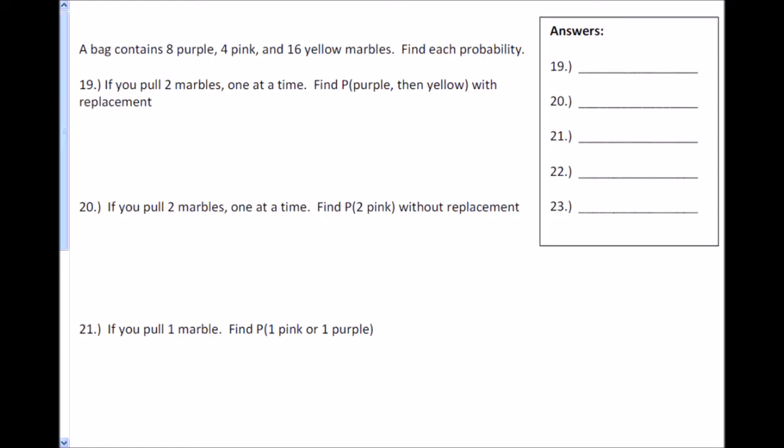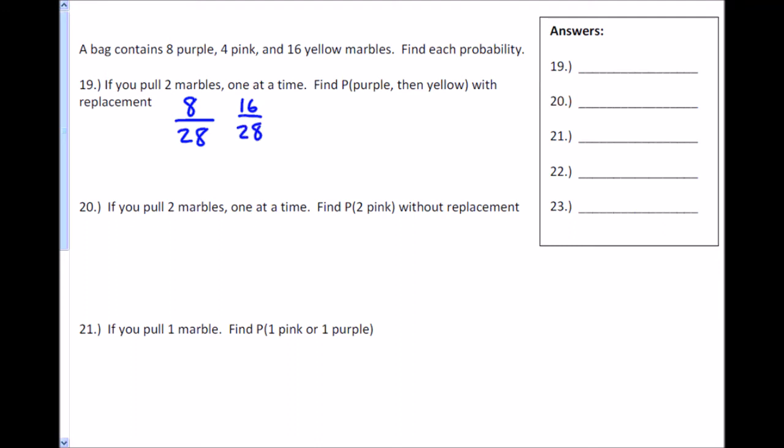Number 19, 2 marbles are pulled one at a time. Probability of purple, then yellow, with replacement. And that's very important. With replacement, it means we pull the purple one out, put it back. So purple, there are 8 purple marbles out of, looks like 28 total. So it's 8 out of 28. So I pull out a purple marble, I put it back. Now the probability of yellow is 16 out of 28 marbles.